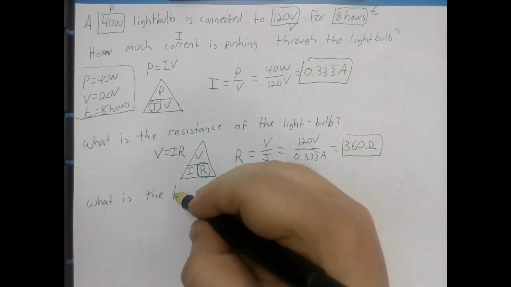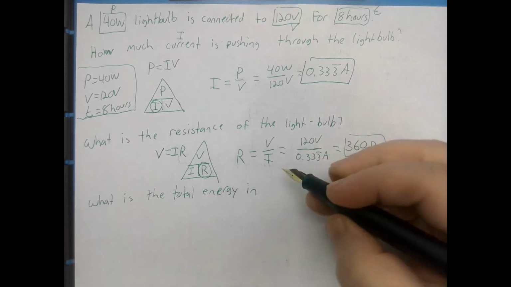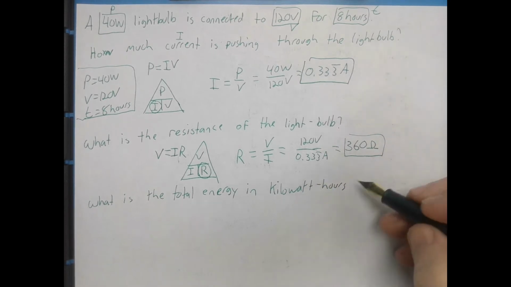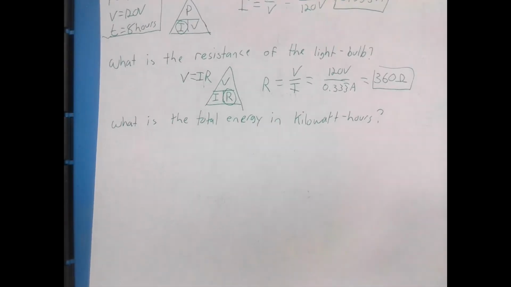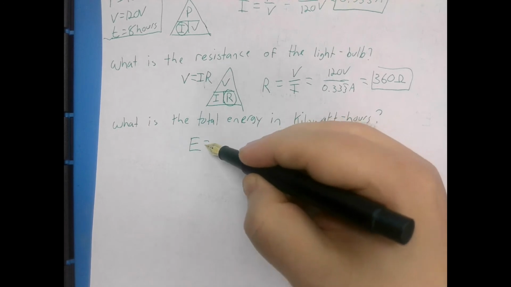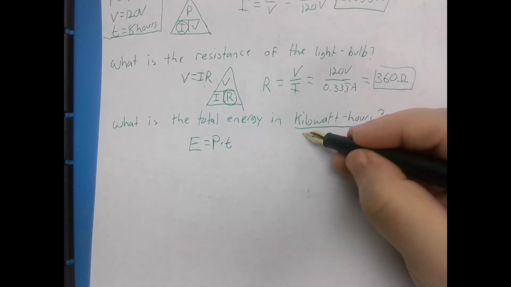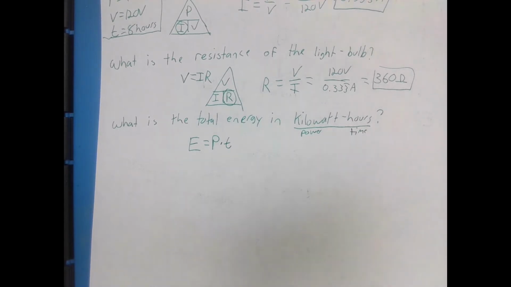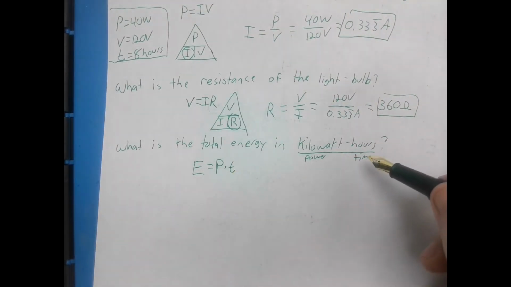What is the total energy in kilowatt hours? So energy is power times time. To get it in kilowatt hours, our power must be in kilowatts, and our time must be in hours. Our time was 8 hours, so we already have time in hours.